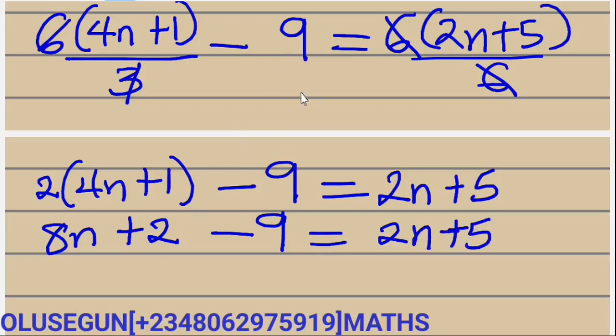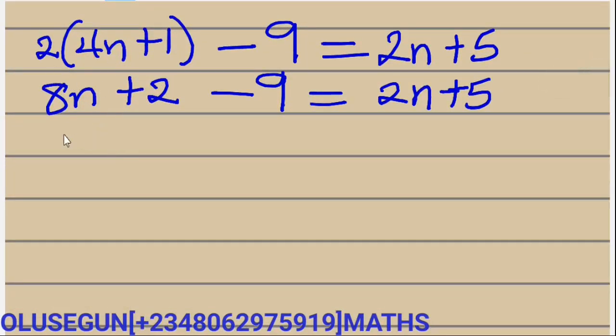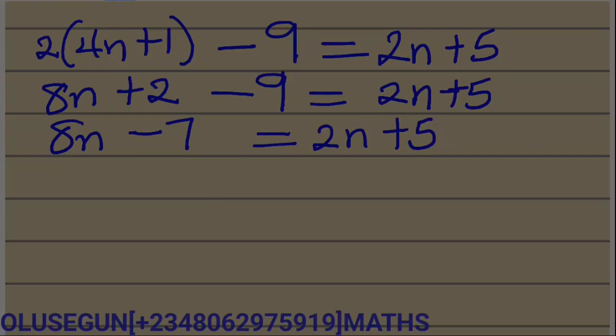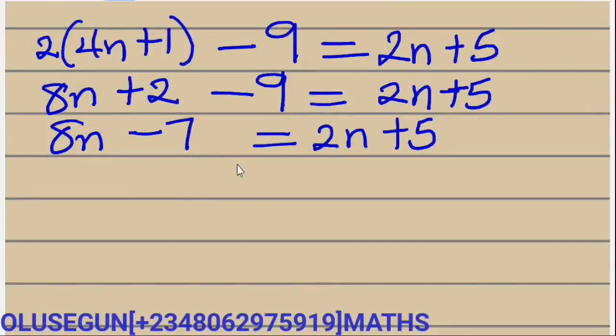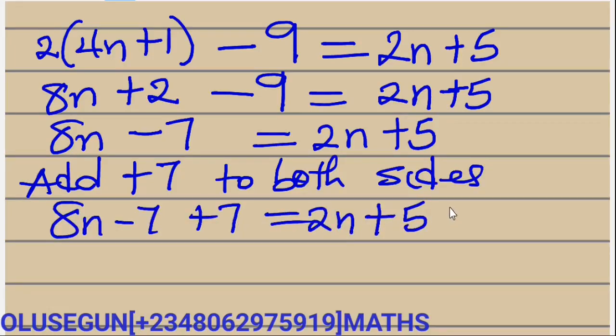So here, what we're going to do is collect the like terms, as I've explained earlier. Now from here we have 8n, this is plus 2 and then minus 9. The plus 2 and minus 9 will give us minus 7, equal to 2n plus 5. Because we are solving this question step by step, let's add 7 to both sides. So we have 8n minus 7 plus 7 is equal to 2n plus 5 plus 7.